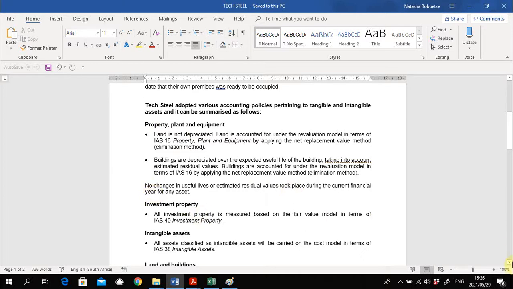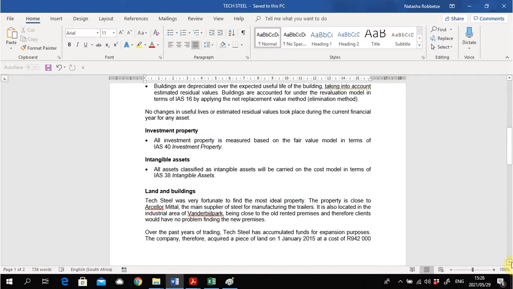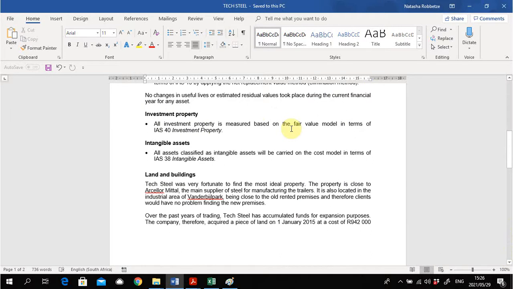And then for investment property, they say in terms of IAS 40, we apply the fair value model. And for intangible assets, which are things like your licenses, your websites, which are becoming increasingly popular with online sales.